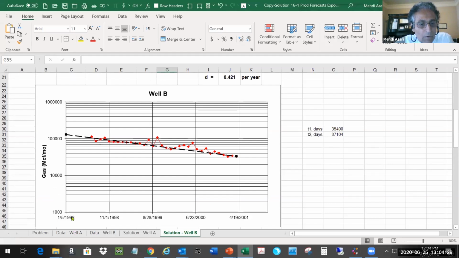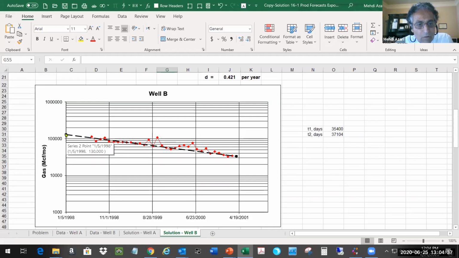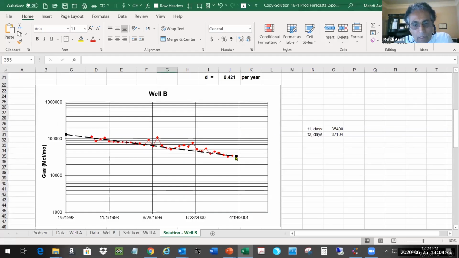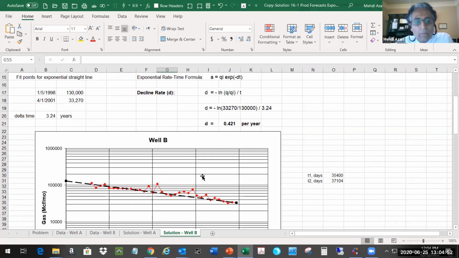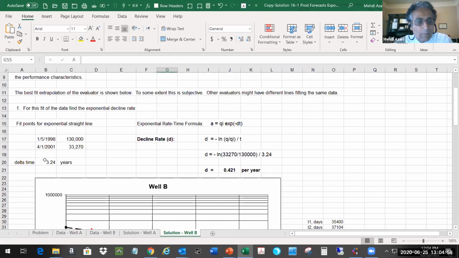So this is January 98. I have that data, and you extrapolate it. You can just read the number: put your mouse over there and it tells you 130,000. So extrapolate 130,000. Then at the other end of it, which is April 2001, which is this point, if you put your mouse over there, it shows 33,270. So you have the two ends of it, and then you have the date from here to there. You subtract the two dates from each other, and the subtraction is going to be 3.24. So I have a 3.24 time duration, and then you apply the exponential decline equation, which is shown here.